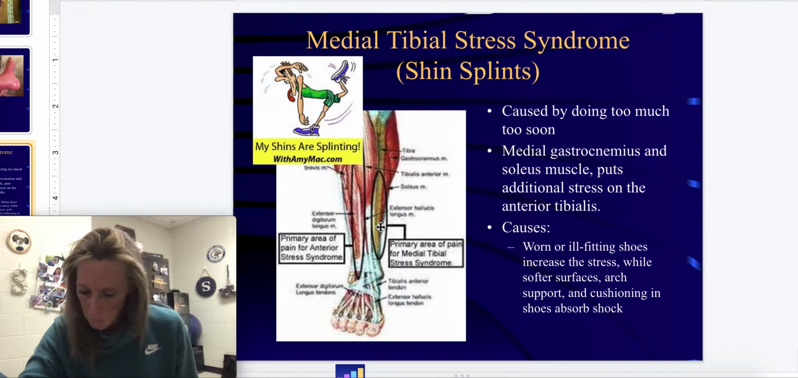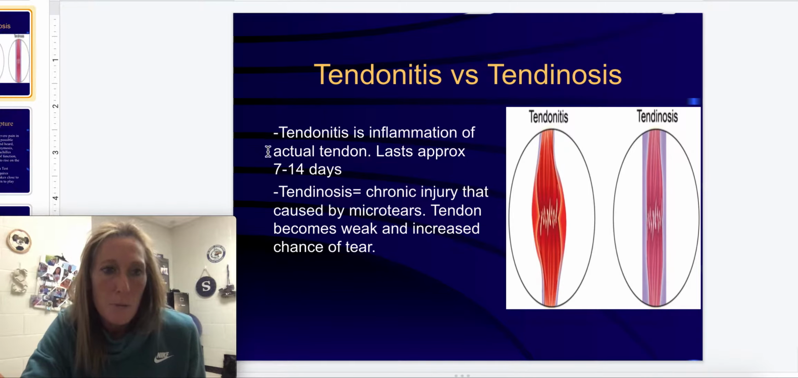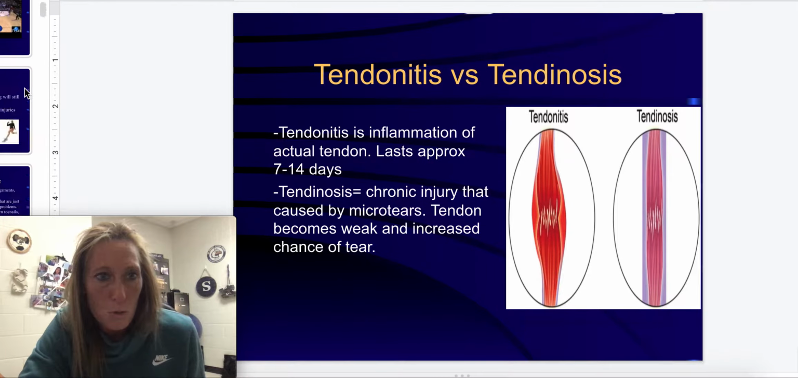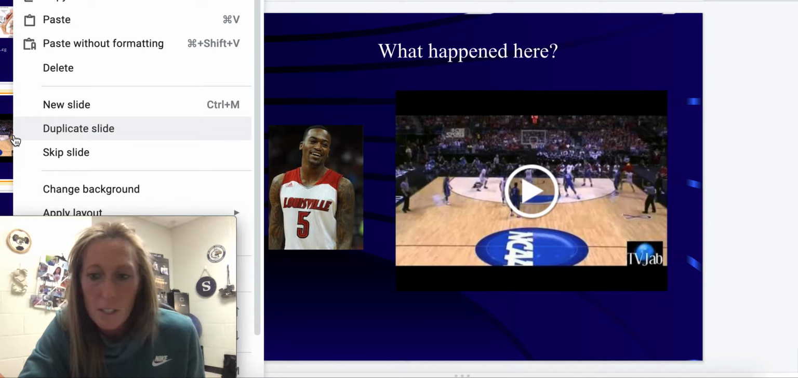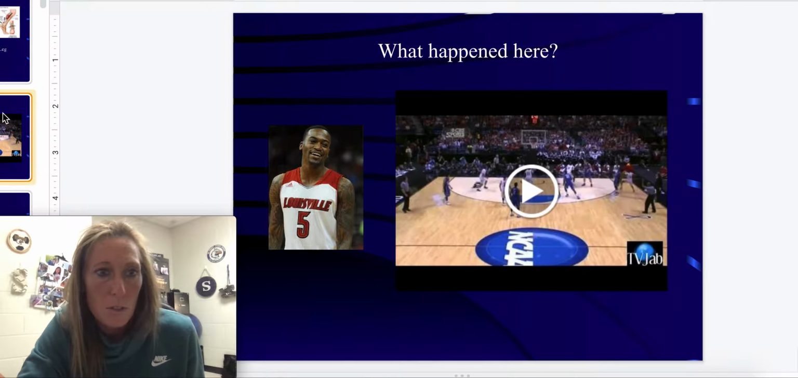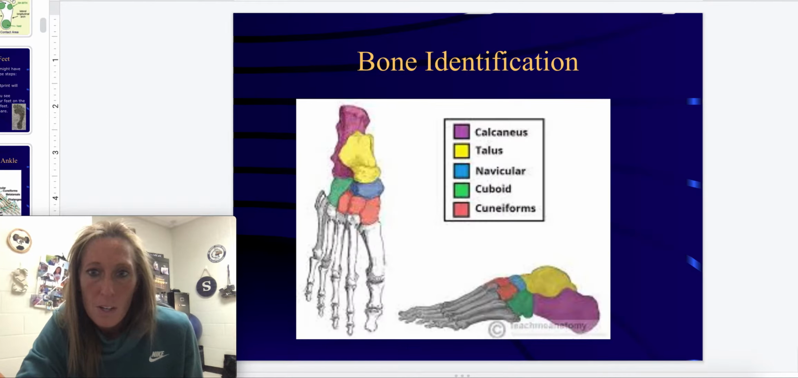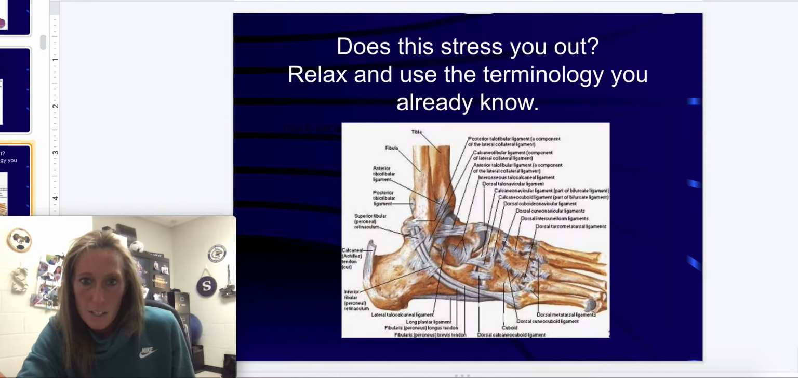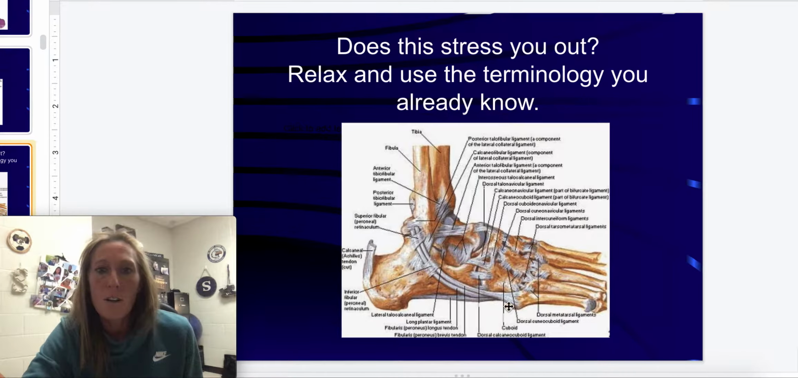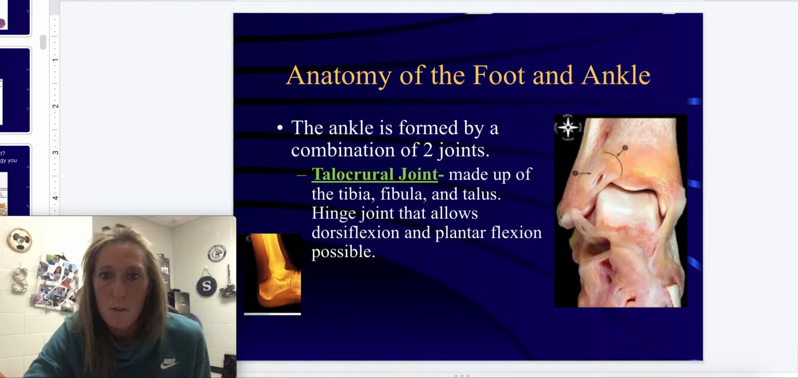A ligament that connects the calcaneus to the fibula. Let's go back all the way up to where we do the anatomy. Here we go, this one. So we've got a ton of ligaments here. We're not expecting you to know all of them. We're just talking about a few of the most common ones.